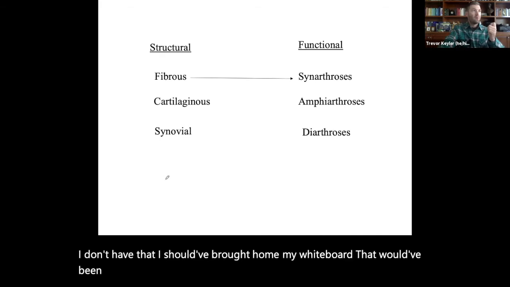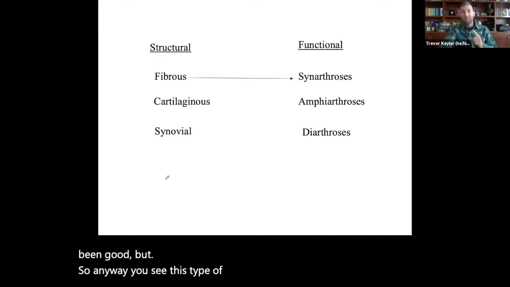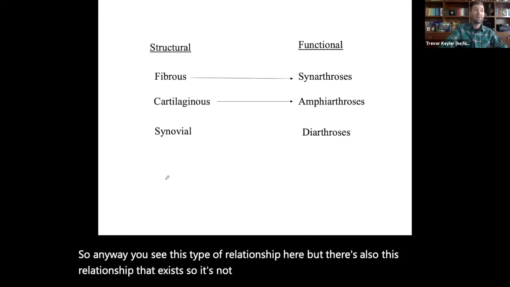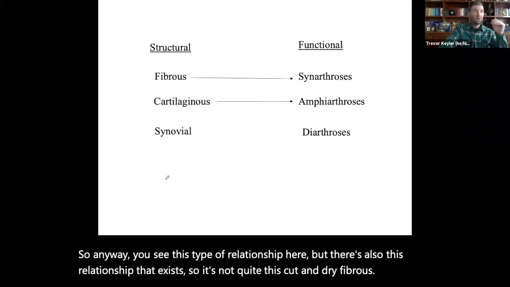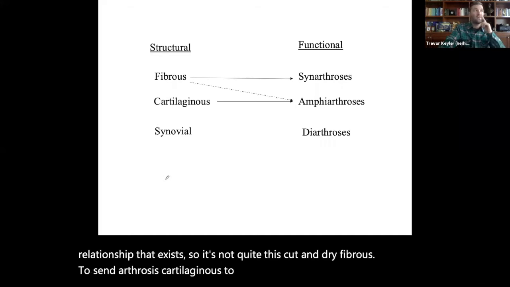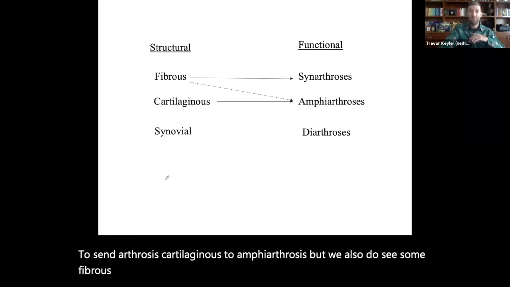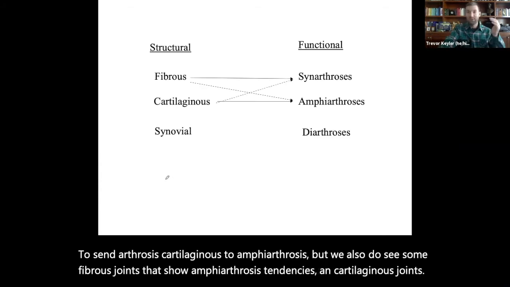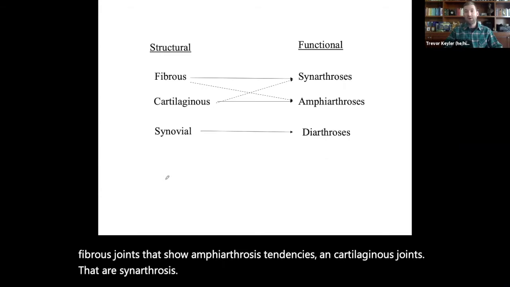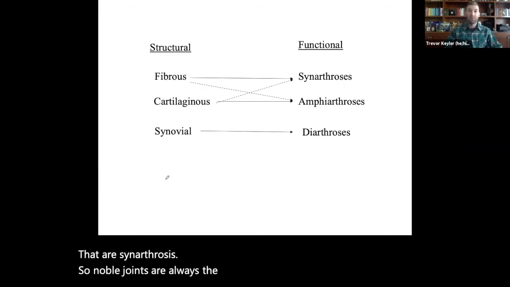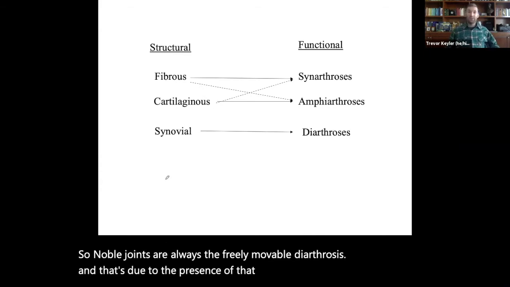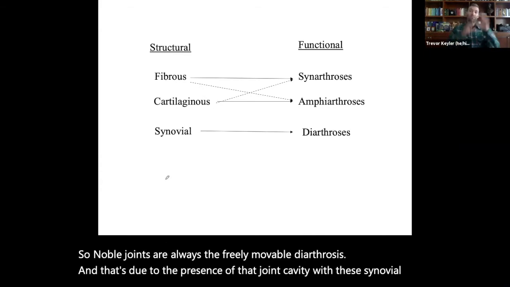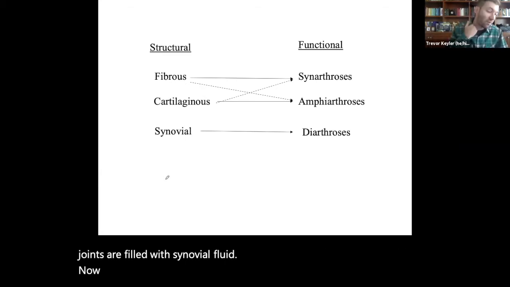But anyway, we see this type of relationship here. But there's also this relationship that exists. So it's not quite this cut and dry. Fibrous to synarthroses, cartilaginous to amphiarthroses. But we also do see some fibrous joints that show amphiarthroses tendencies and cartilaginous joints that are synarthroses. But synovial joints are always the freely movable diarthroses. Okay. And that's due to the presence of that joint cavity with these synovial joints. Okay. They're filled with synovial fluid, which allows things to move around freely.